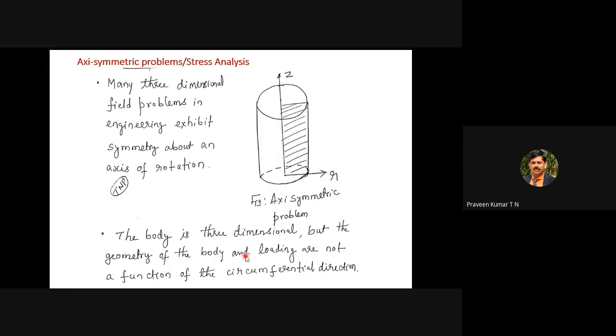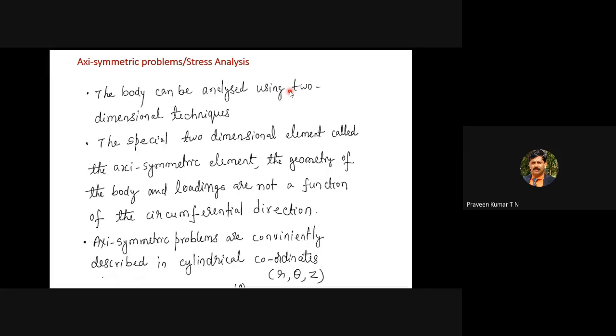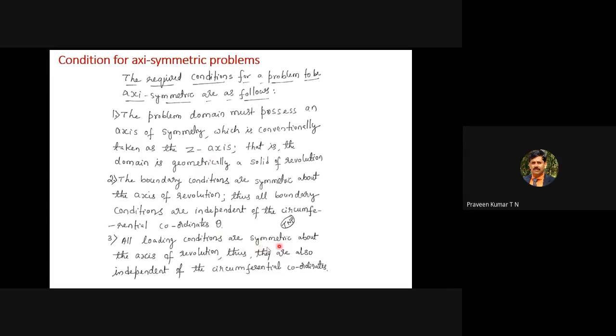The circumferential coordinate: now this is the circumference, let theta be 0 here, theta is 90, theta is 180, theta is 270, theta is 360 here. Suppose the loading acting here is 100 Newton, here also 100 Newton, here also 100 Newton, here also 100 Newton, then only you can say that the loading is symmetric, irrespective of the angle theta. The same thing is given here. All loading conditions are symmetric about the axis of revolution. Thus, they are also independent of the circumferential coordinate, which is nothing but theta.